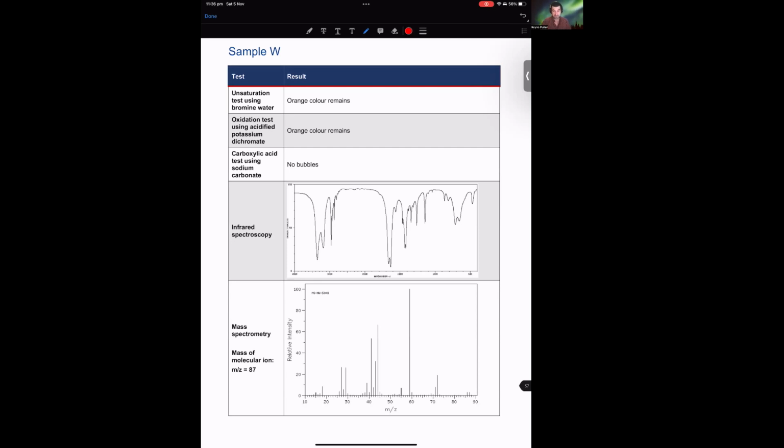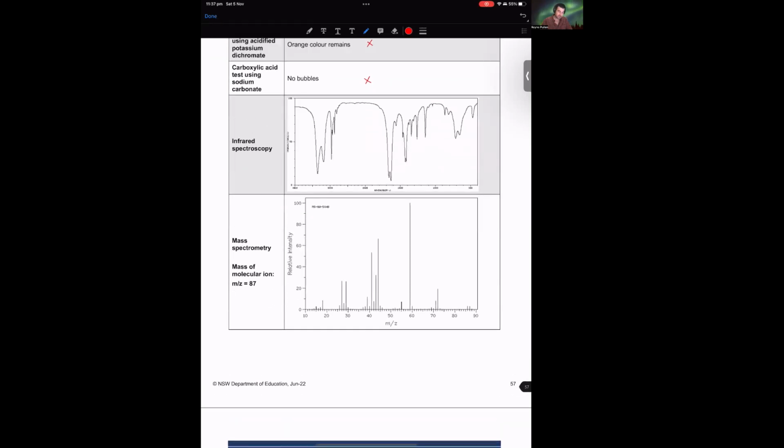As I've done previously, I will be going through the first three tests just to rule out options. So we can see from our unsaturation test that it is negative. There are no double or triple bonds. We can see from our oxidation test that there is nothing that can be oxidized. And from our carboxylic acid test, we can see that it is also negative and there is no carboxylic acid present. So that's handy. It rules out a bunch of options.